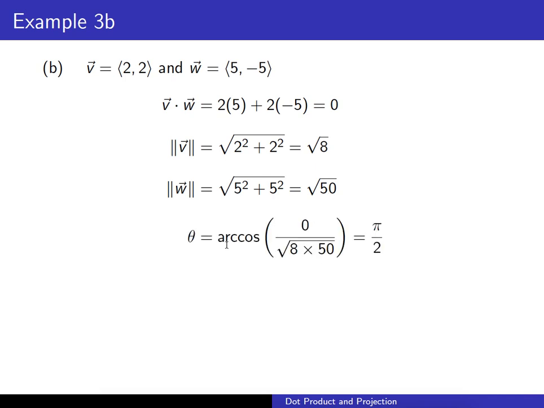And our angle between them, 0 divided by any non-zero number is 0. And the inverse cosine of 0 is 90 degrees, or pi over 2. So these two vectors, if we were to graph them, they would make a 90-degree angle. They'd be perpendicular, or as we call in vector land, orthogonal.